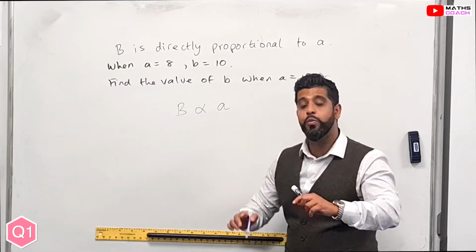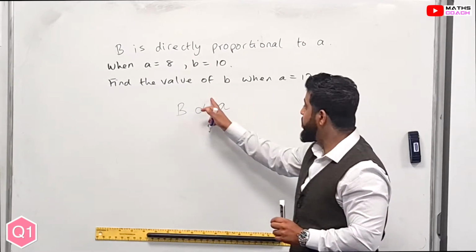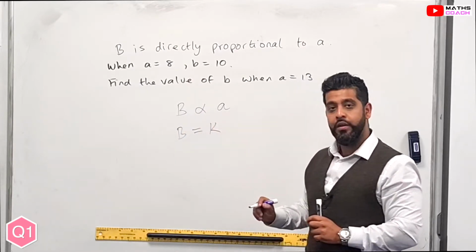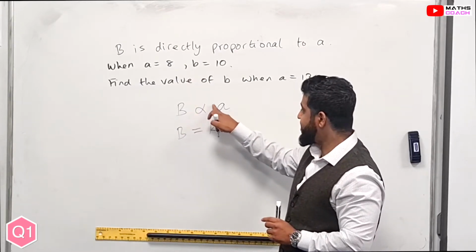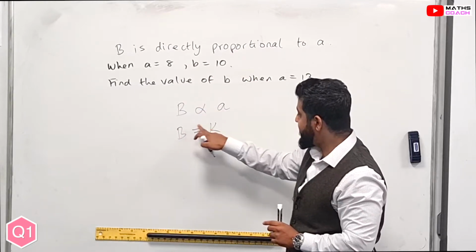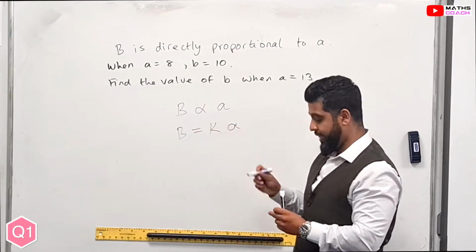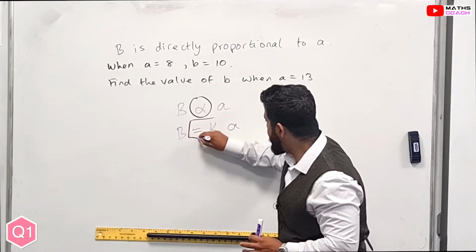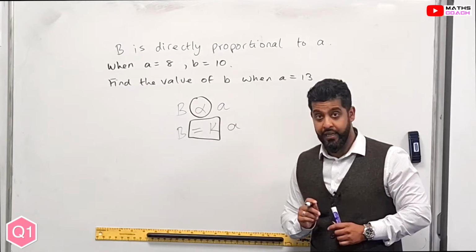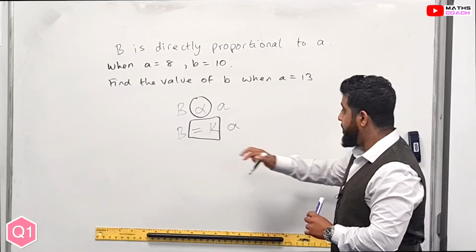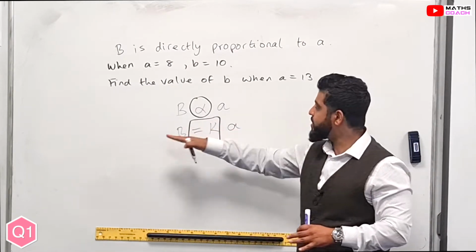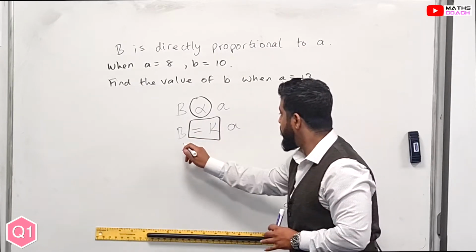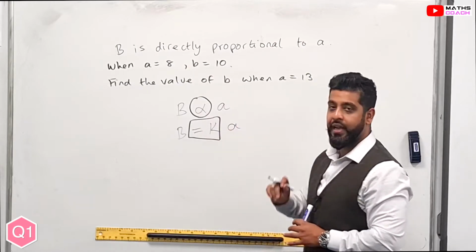Now, step number one, we will find a formula. We will replace this by equals K. All right, so from now on, we won't write this step anymore. We'll just write B is equal to K, and then we'll write our A here. So what effectively happened is this is simply replaced by equals K. All right, so remember that. You can start from this line on the future questions that we will do. Right, so B is equal to K times A.